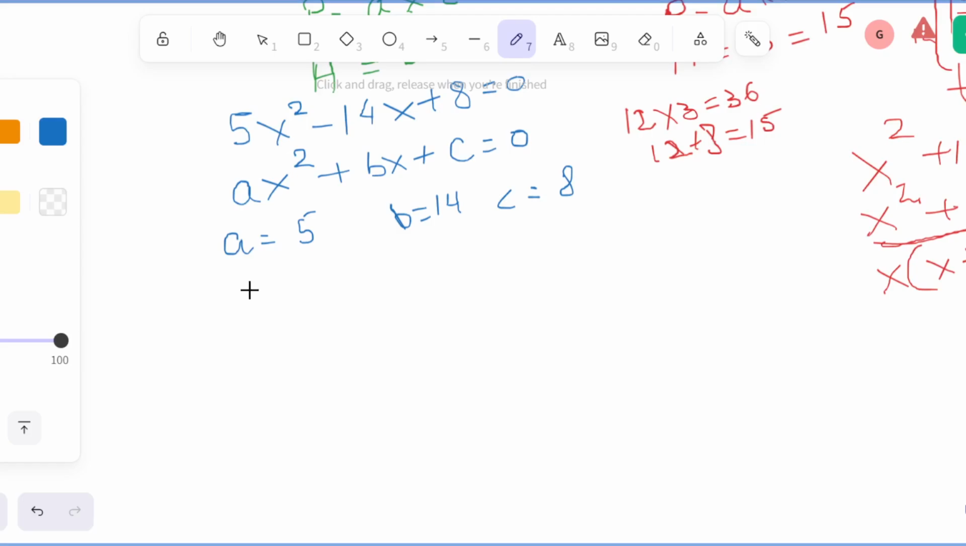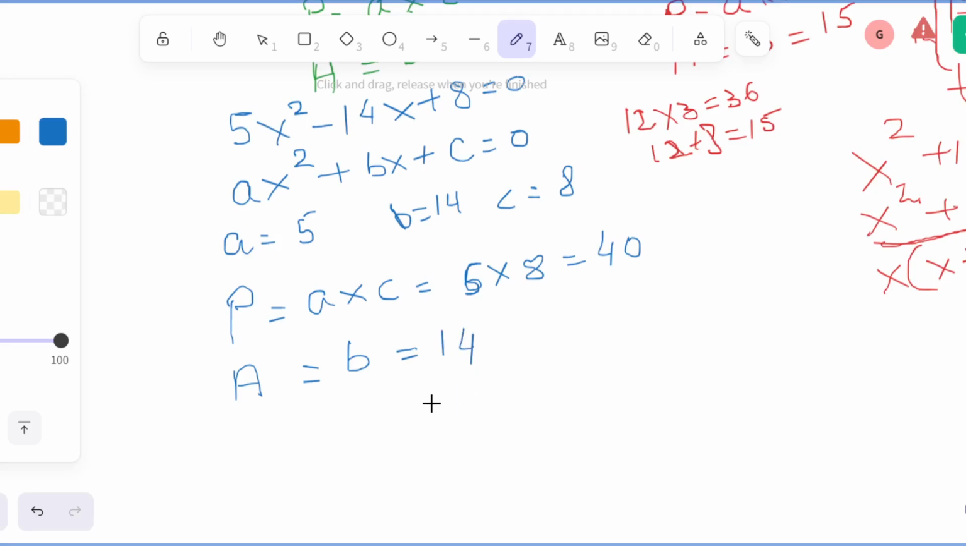Now, as we discussed in the previous question, Nathan, we always have to find the product, and the product will always be a times c. And what is a times c here? 5 times 8, which will be 40. Now, we have to find the sum, and that will always be equal to the coefficient of x, the b, and the b here is 14, right?